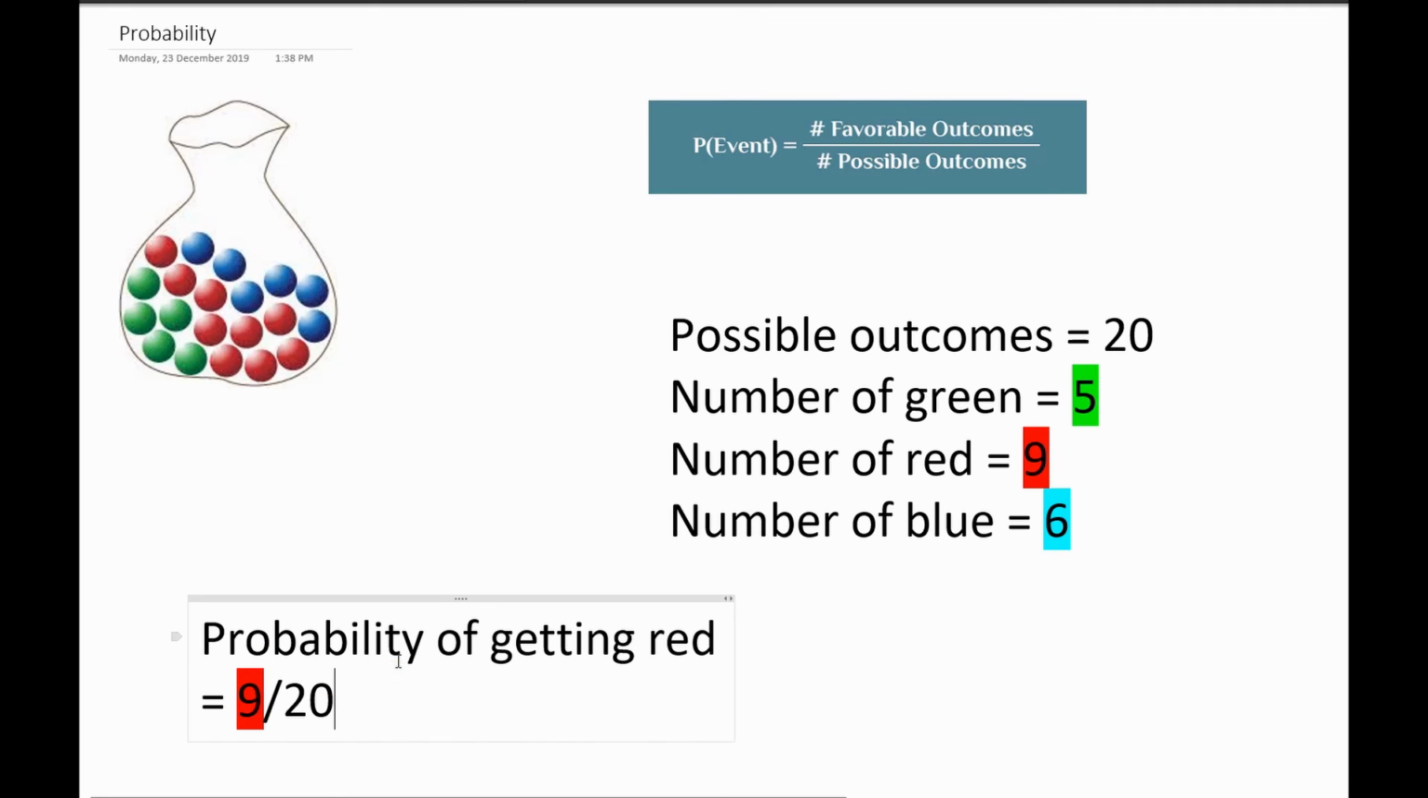So this is just the basics of probability, and I hope you understand now and can imagine what a probability means.